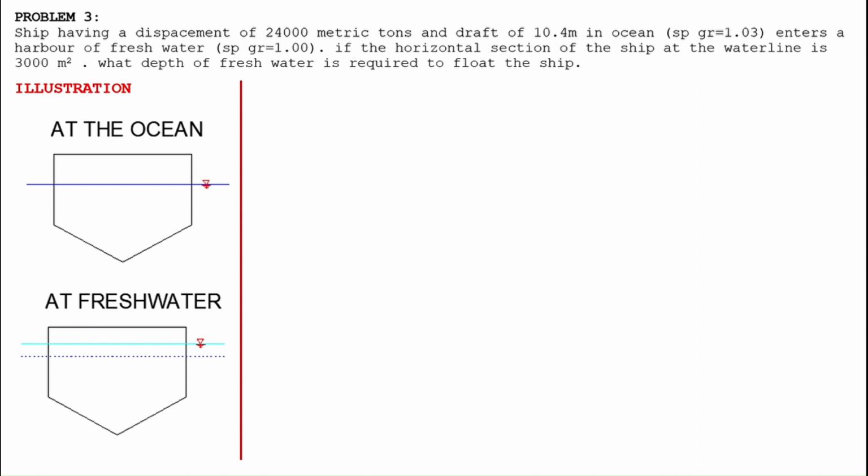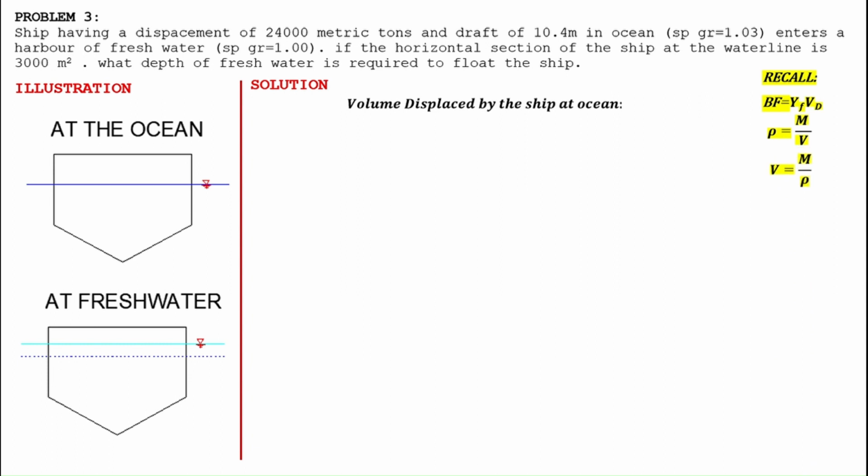Continuing with our solution to problem number 3. If we recall, the formula for buoyant force is equal to the unit weight of fluid multiplied by the volume displaced. We can also recall that density is equal to mass over volume. Solving for volume, we get volume is equal to mass divided by density. Next, we will solve for the volume displaced by the ship in the ocean and also in fresh water. We also will convert the given ship displacement of 24,000 metric tons to 24,000,000 kilograms for uniformity of units.